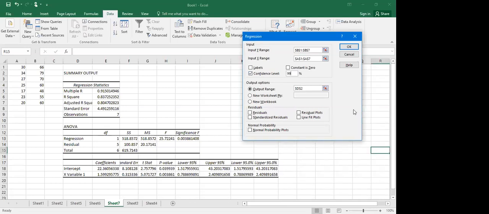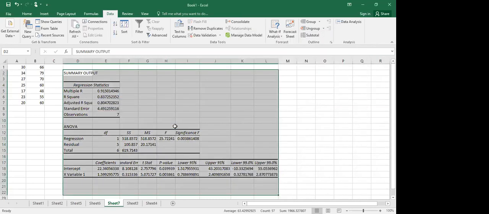Gotcha. Then it is going to change what we have here. So you see here is 95, the second one is 99, lower 99, upper 99. Do you see what I'm talking about?